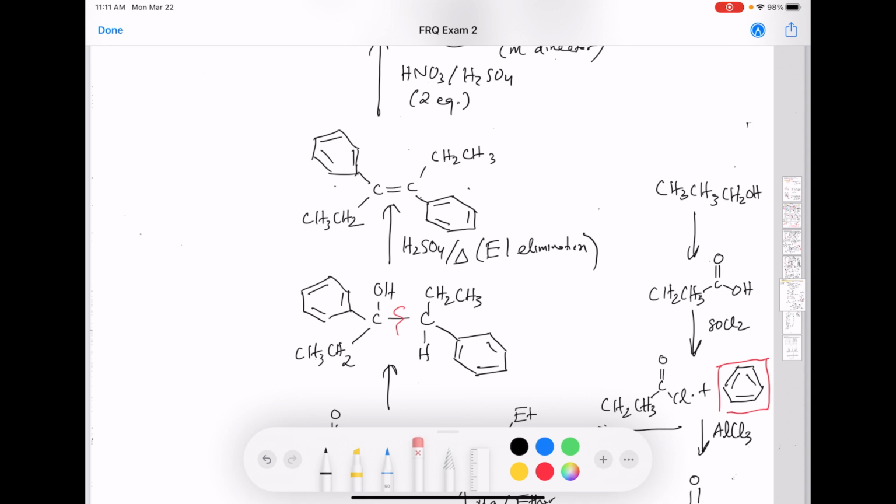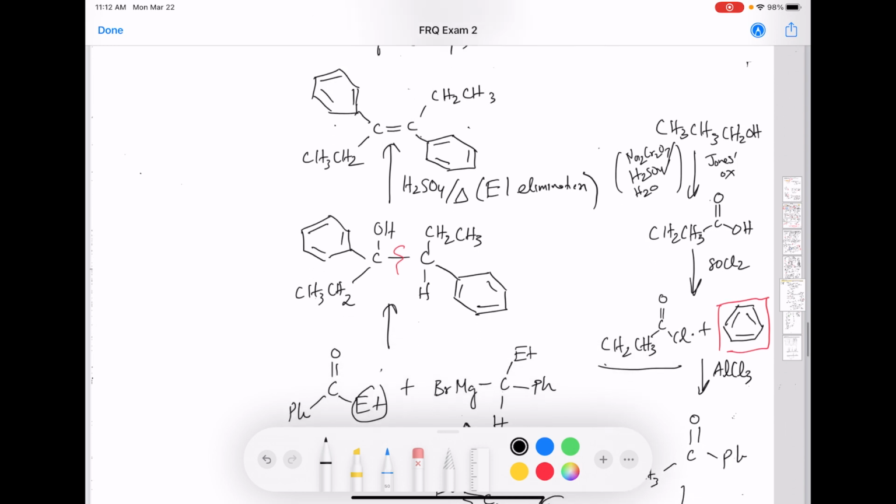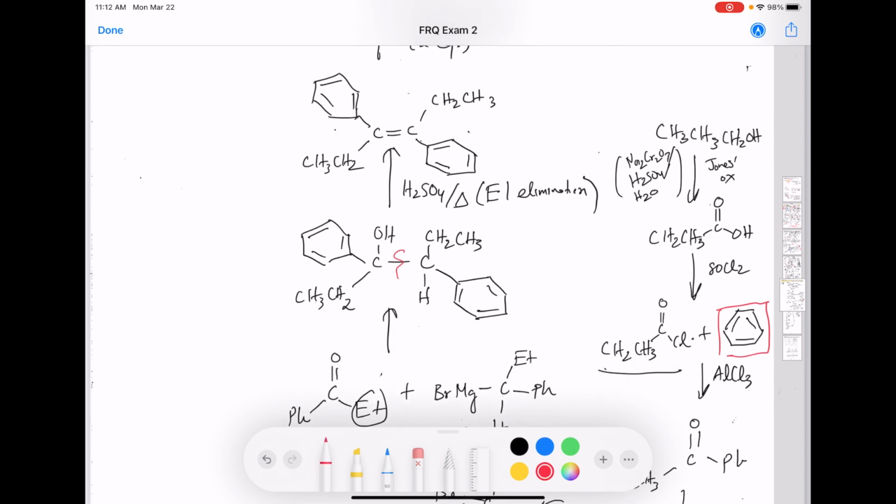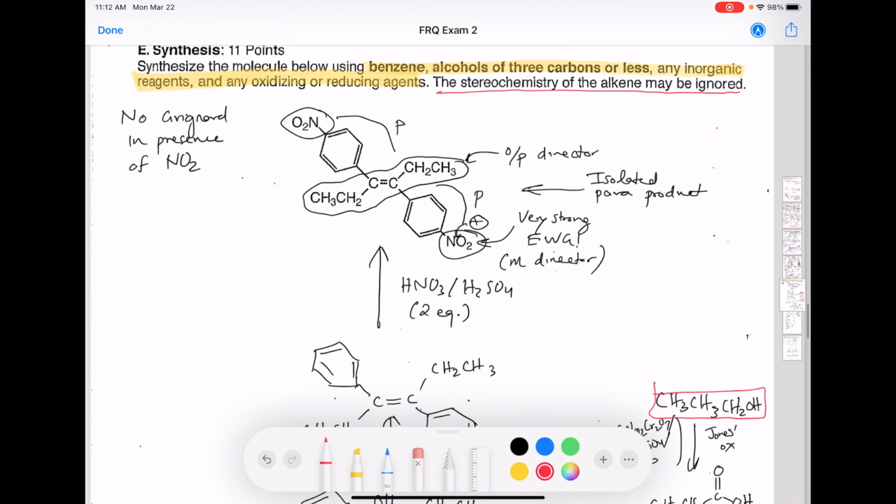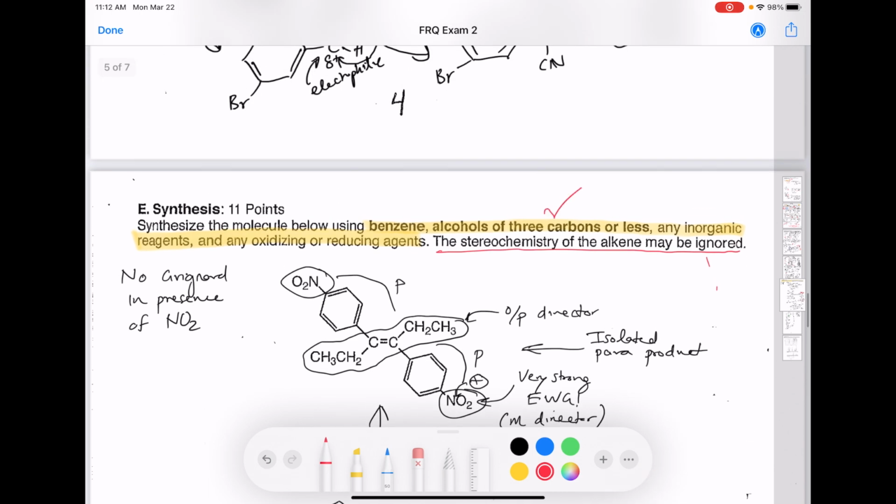That can be done through a simple, going back to Orgo 1, Jones oxidation reaction, or using the reagents sodium dichromate in acid in water. Either way. So now we have successfully gone all the way down to an alcohol of 3 carbons, right? So that checks off that requirement right there.